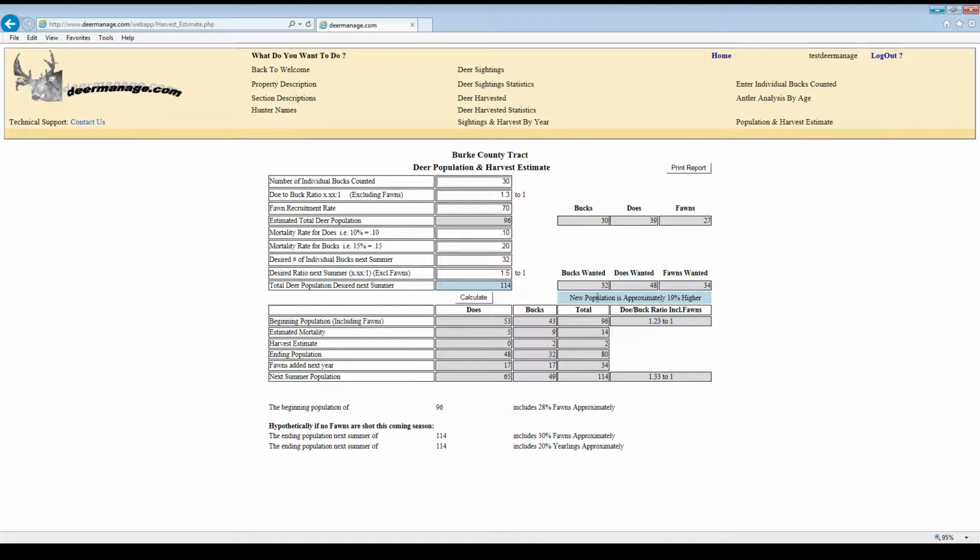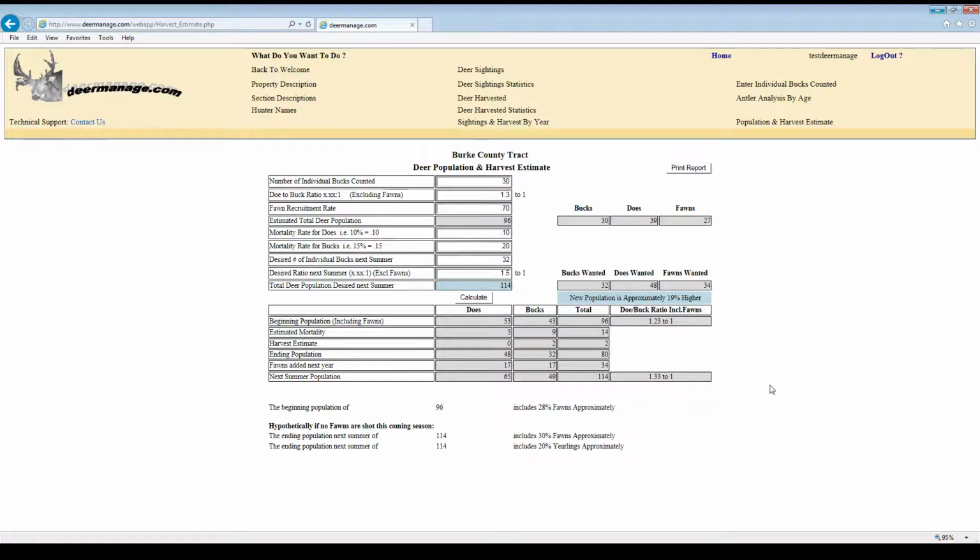But now you can see what really happens down here on the harvest. Now, in order for us to do that, it's saying we shouldn't harvest any does, and we should harvest maybe 2 bucks. But that's what it would take then to increase our deer population. But this is the kind of information that's becoming more and more important for everybody.